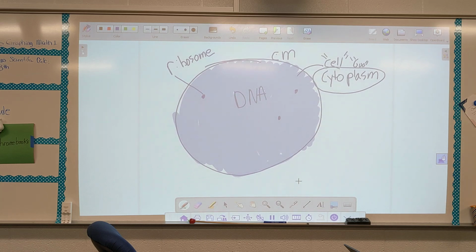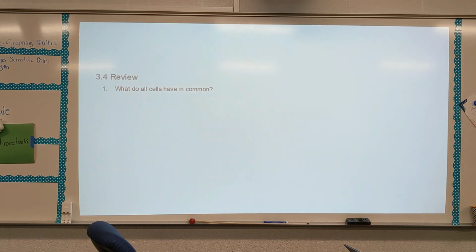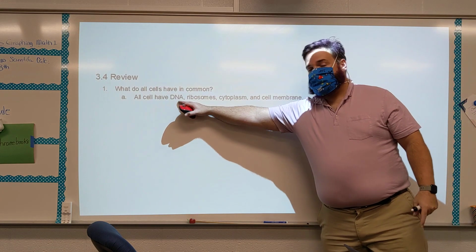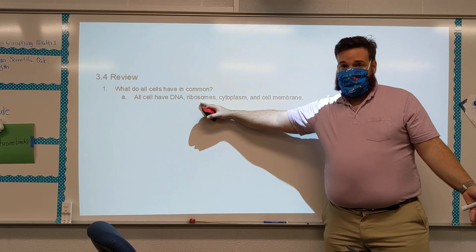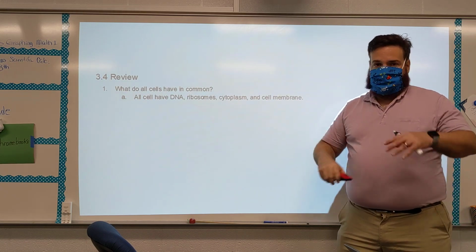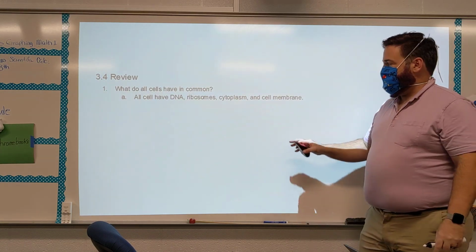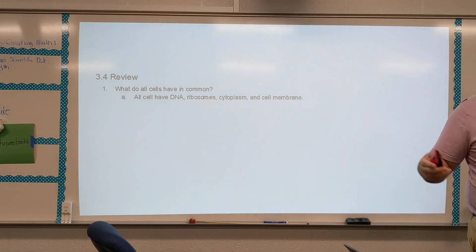So all cells, whether it's a bacteria or an elephant cell, ostrich cell, oak tree cell, every cell we know to exist has DNA, because something has to tell the cell what to do. Ribosomes, because it's got to have proteins, it's got to have enzymes and stuff. Cytoplasm to fill it up and surround the stuff, and then cell membrane to keep it all together and control what goes in and out.